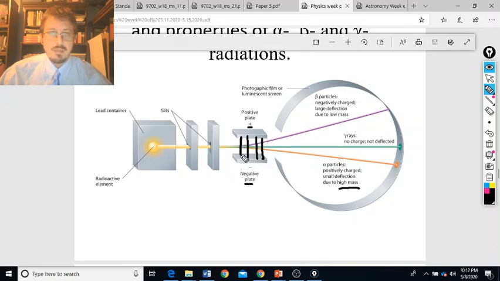Pop quiz. Told you when you least expected it. What would be the direction of this electric field that's deflecting these particles? Remember the rule: how would a proton move? If there's a positive plate up here, a proton would be repelled by it, and so a proton would move like that. So the direction of this electric field is pointing down. Good job.